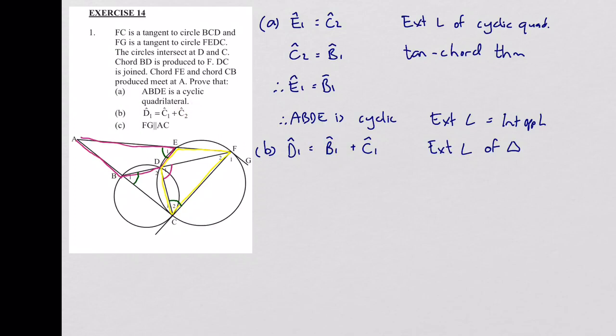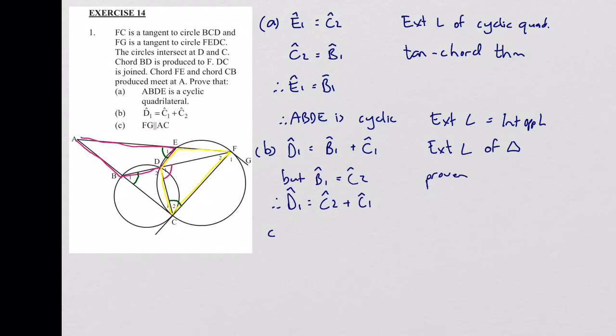So the idea is now to go back to the diagram and see what relationship there is between B1 and C2. And in the previous question, we've actually already proven that B1 equals C2. So you can either give the reason again, tan chord theorem, or you can say proven. And that means that we could rewrite this statement as D1 equals, and instead of B1, we're now going to put C2 in plus C1, which is what we are required to prove.